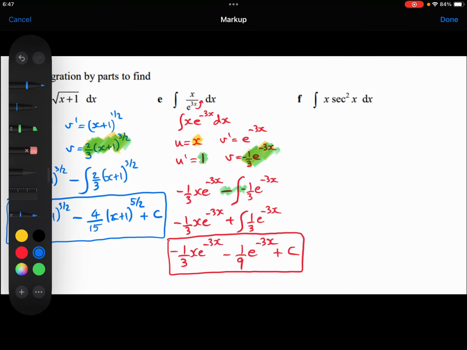Question F. I'm going to let u be the x function and v dash be the sec squared. Differentiating x, I get 1. Integrating sec squared, the integral of sec squared is tan. Check that out on your formula sheet, but hopefully you remember that sec squared integrates to be tan, because we know that tan differentiates to be sec squared.